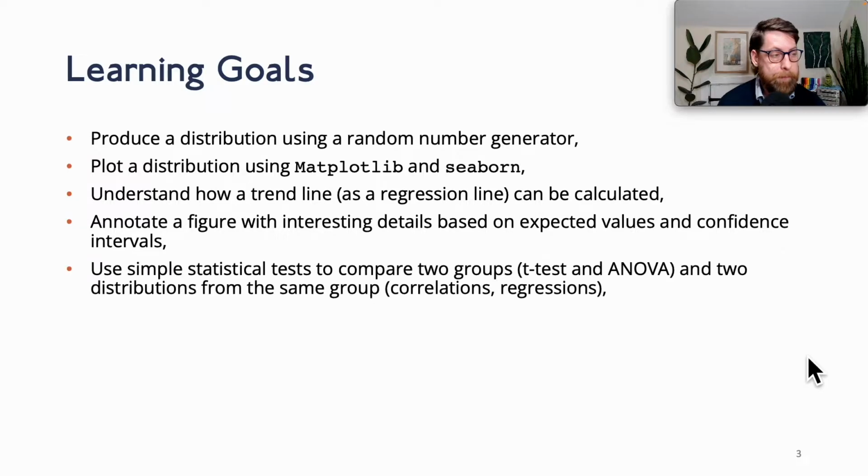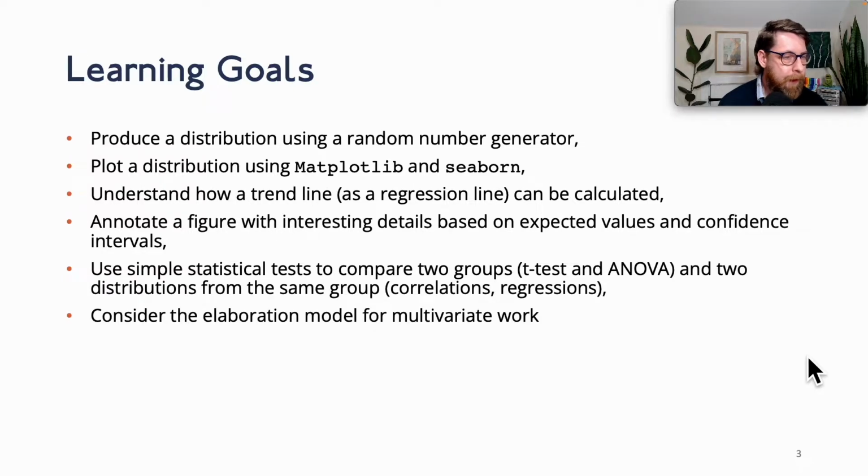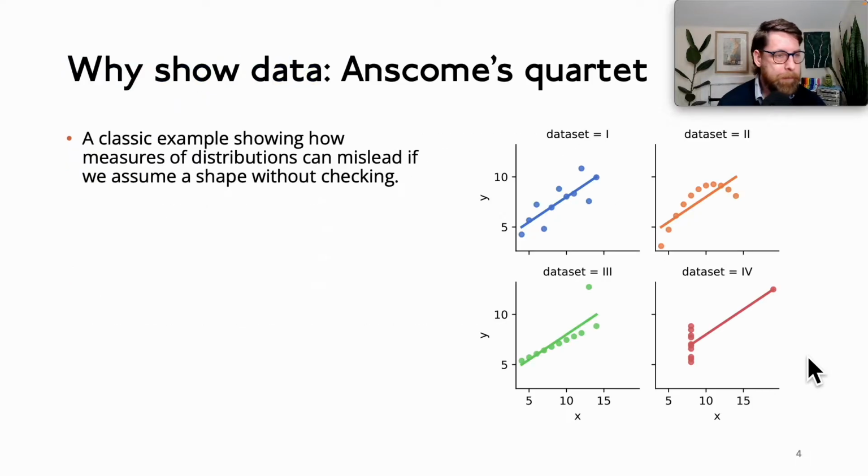We're going to want to use some statistical tests to compare two groups. So I'm just going to briefly mention t-tests and ANOVA, but not really going to cover that too deeply. And the same thing, we're going to want to look at two distributions from the same group. So that might be like a correlation or a regression type of thing. And we're going to want to consider the elaboration model for some multivariate work.